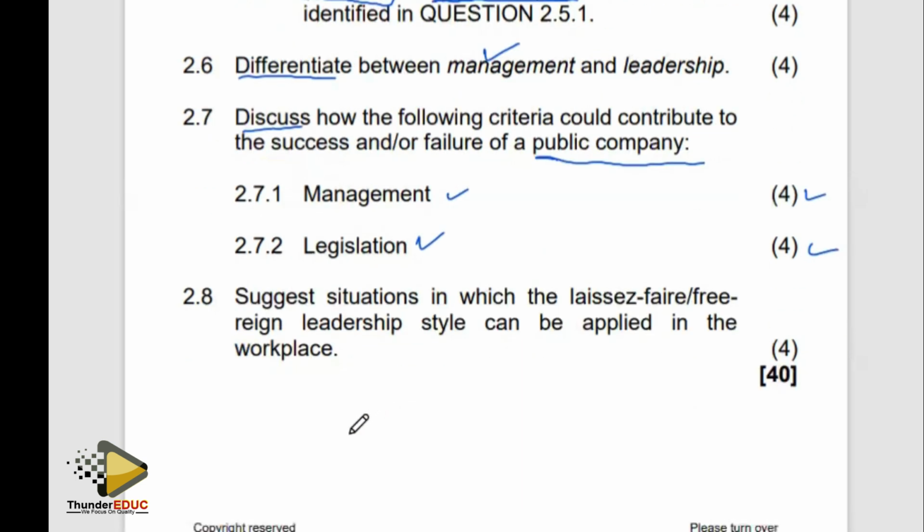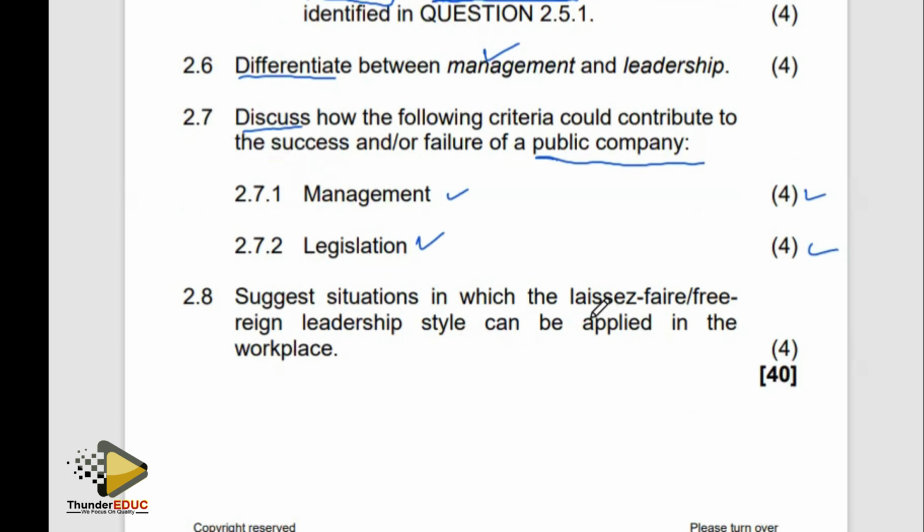So now let's check 2.8 for this question paper, where it says suggest situations in which the laissez-faire or free rein leadership style can be applied in the workplace. These subordinates are experts and know that they are not responsible for each and every action that is taking place in that particular business. And also the leader is very busy, and delegation of tasks will increase productivity.